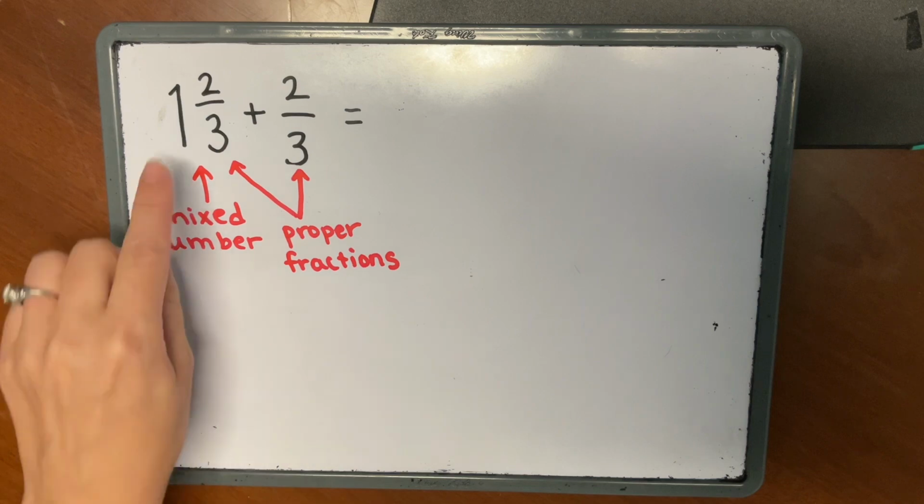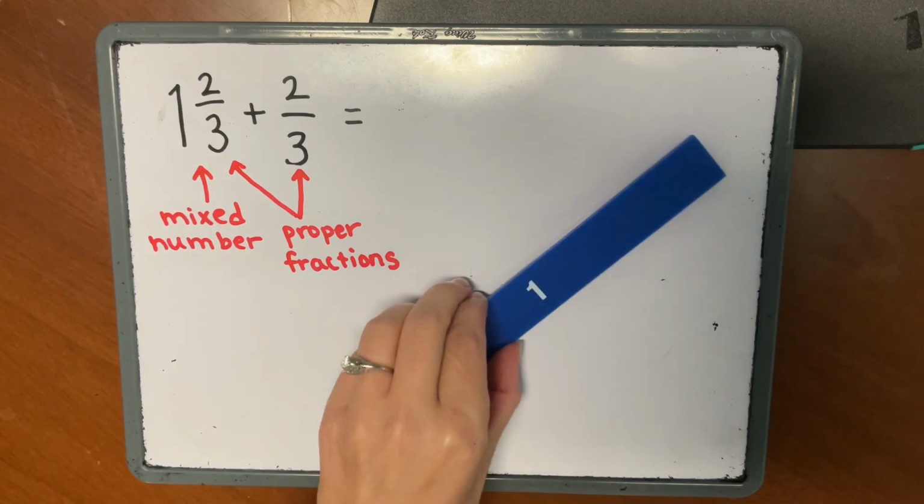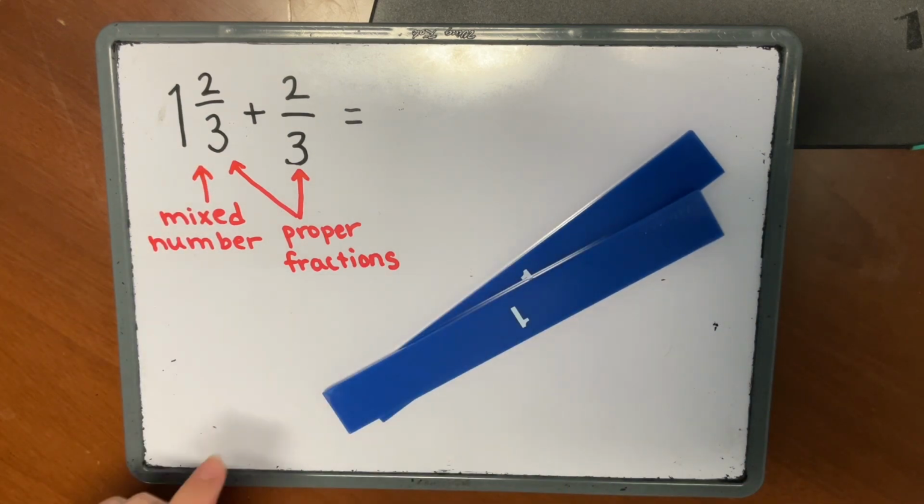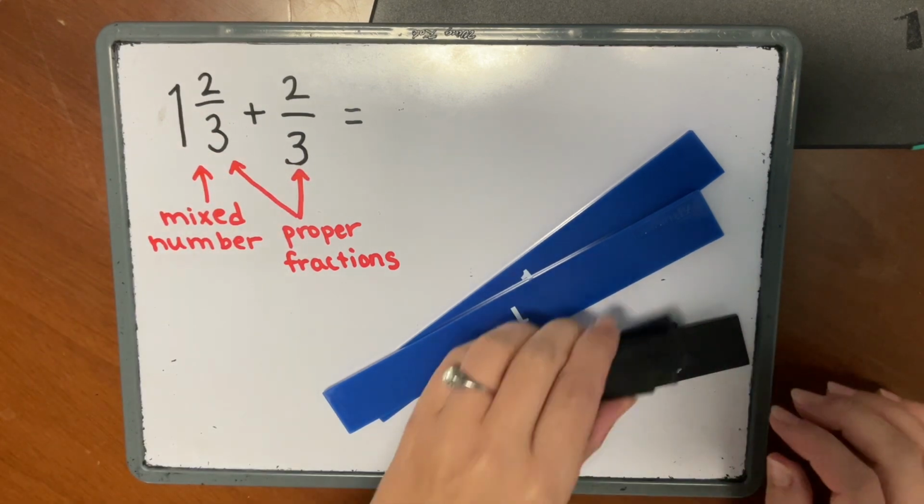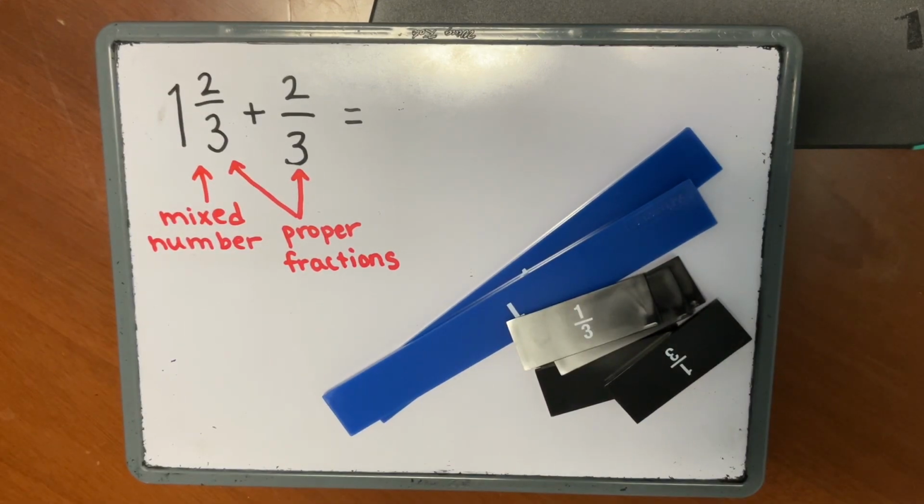I can see I'm going to need some wholes. I need at least one whole, maybe another whole, and I'm going to need the thirds in this problem, so I have my thirds out. Go ahead and use those tiles or your fraction strips to build this problem. Pause the video now. Let's see how you did.